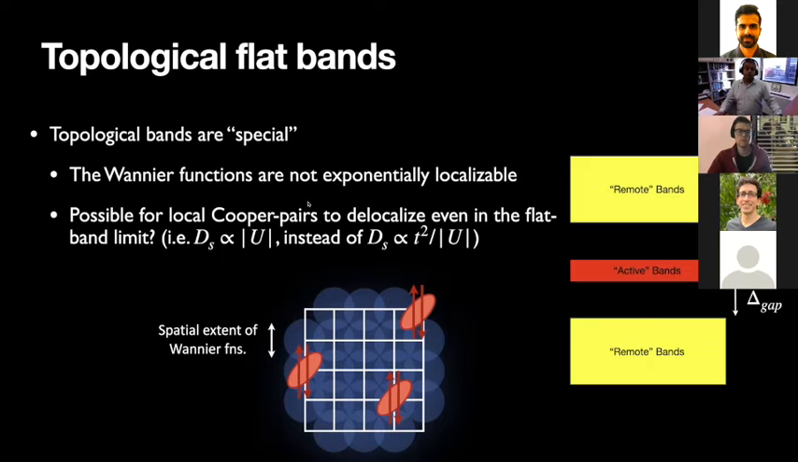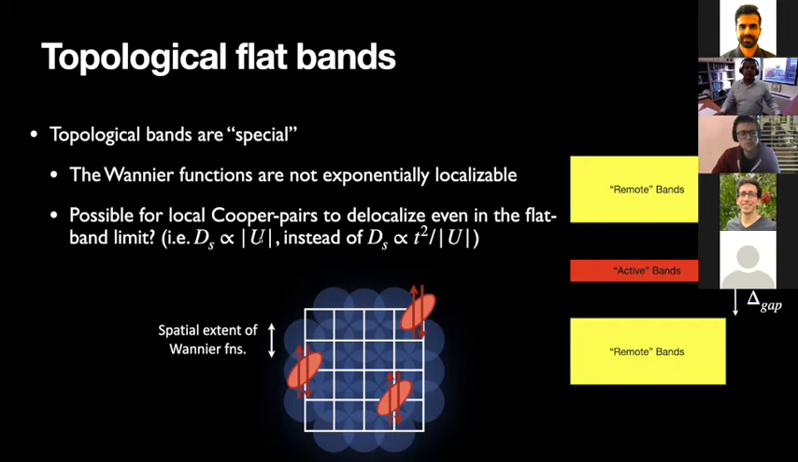So the Wannier functions have a natural spatial extent associated with them. That's the cartoon that I'm trying to draw here. And so one might imagine that if you were able to somehow form Cooper pairs locally because of your attractive interaction, maybe they will have a natural tendency to get delocalized, even in this perfectly flat band limit.